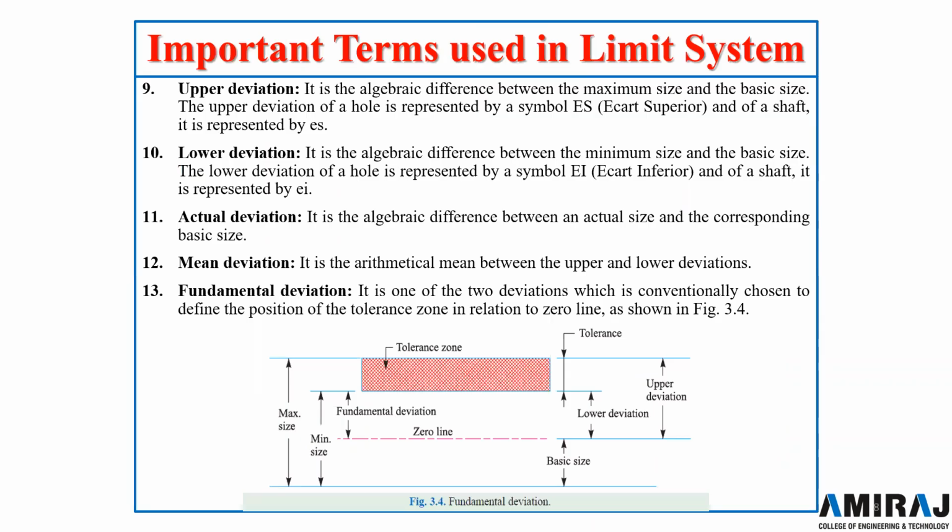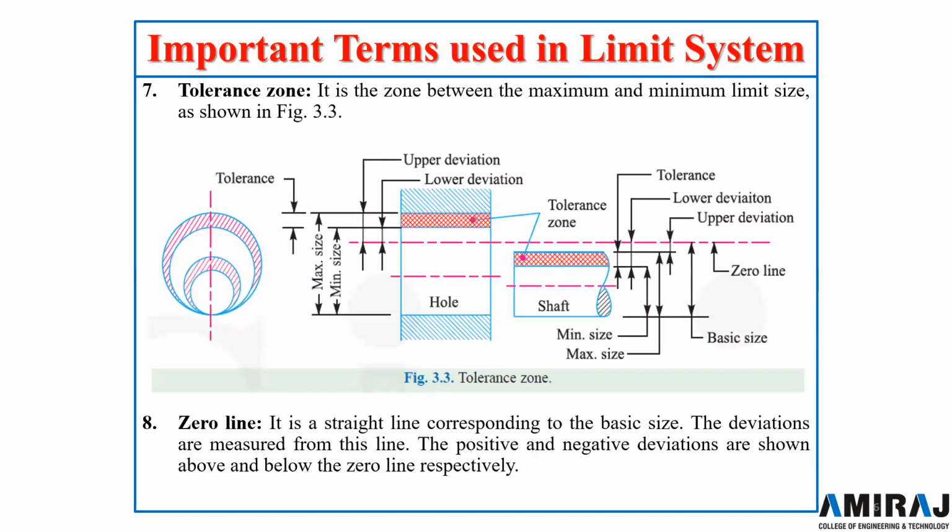Then in today's lecture, we will move on further. Before that, I will explain again about this tolerance zone. Here in the figure, you can see it is the zone between the maximum and minimum limit. Here you can see this is the tolerance zone. This is the upper deviation and lower deviation. The difference between both is known as the tolerance zone. Here it is shown by the dashed line in the figure.